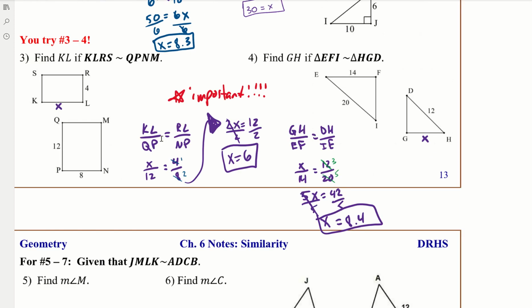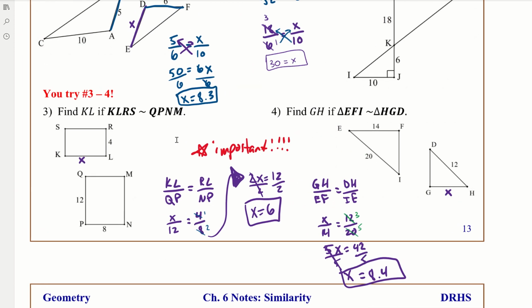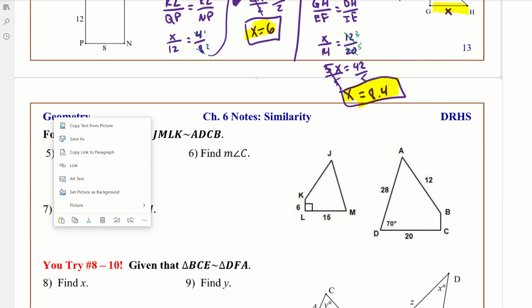Okay, so pause the video and go through this, make sure you understand what I did. I set up my proportions and then I cross multiplied and solved. I like to reduce before if I can. No rule says you have to do that. To me, it's just how I like to do it. Here for number 3, I got that x is 6, and for number 4, I got x is 8.4. This side length and that side length.